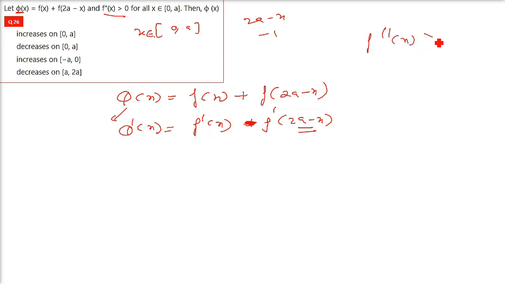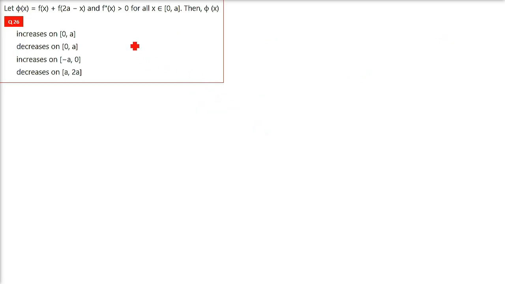So now f double dash x is greater than 0. What does it mean? f dash x is an increasing function. This is not a question of this chapter, because we have not dealt with double differentiation in this particular chapter. But let me tell you the concept. If the double differentiation is greater than or equal to 0, that simply means f dash x, the differentiation of f, is increasing.